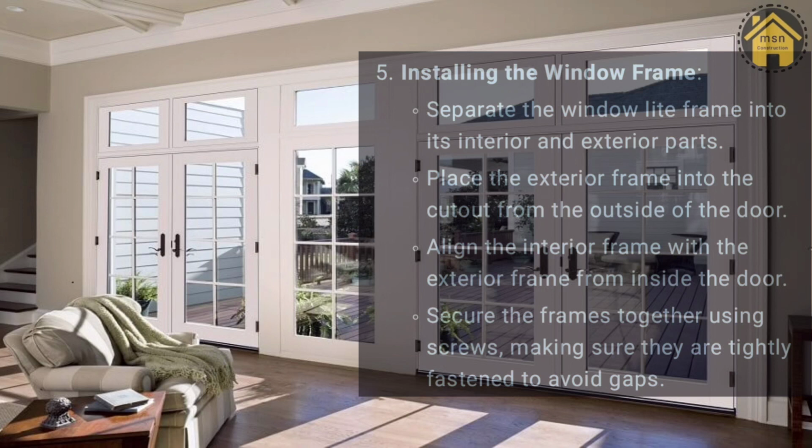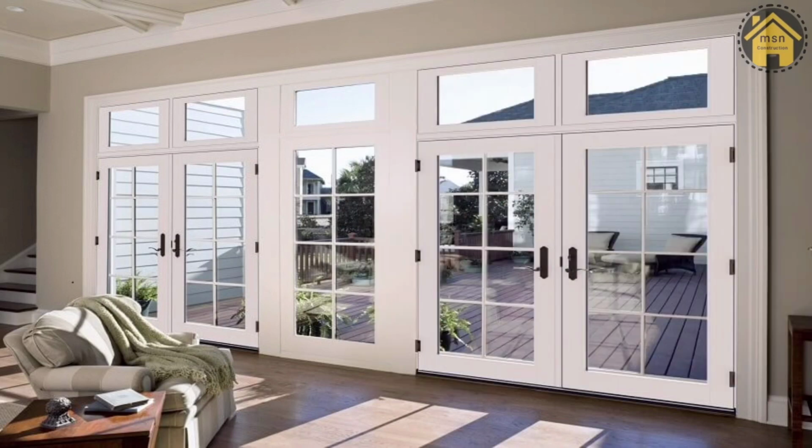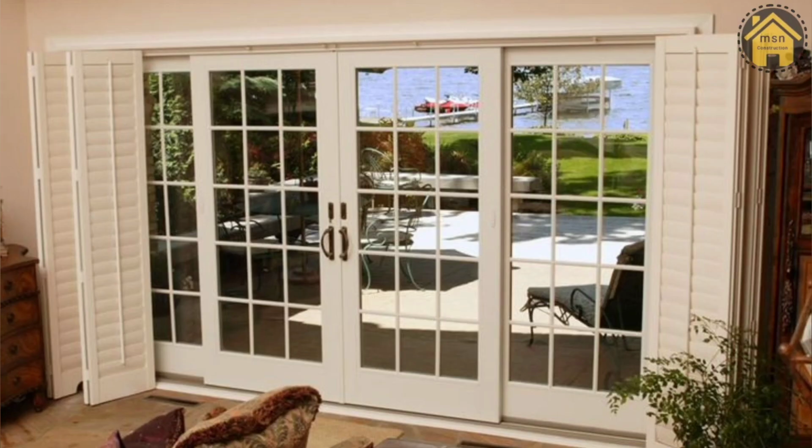Installing the window frame. Separate the window light frame into its interior and exterior parts. Place the exterior frame into the cutout from the outside of the door. Align the interior frame with the exterior frame from inside the door. Secure the frames together using screws, making sure they are tightly fastened to avoid gaps.